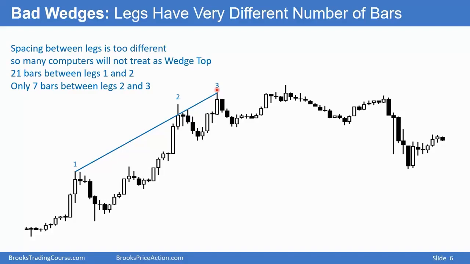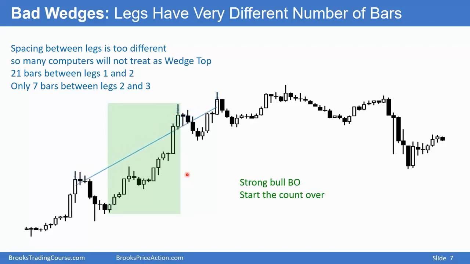That is getting to be a little too asymmetrical, and traders tend to view this less as a wedge and more as a bull channel with more to go. This strong leg up, a lot of traders would restart the count and say this is point 1, this is point 2. Strong bull breakout, start the count over. This then is point 1, point 2, point 3.